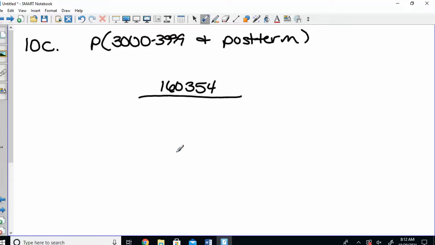Does everybody see that? If it's not a conditional probability, it is out of everybody, so our grand total. So you divide those and you get 0.0406.